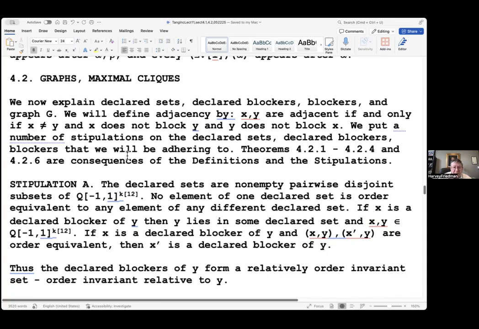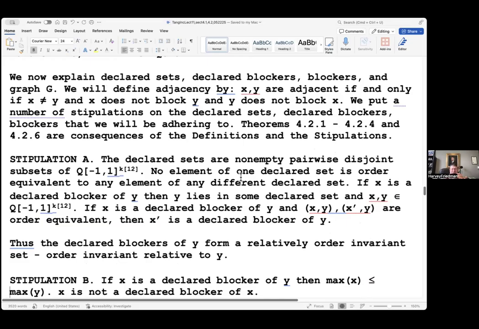We put a number of stipulations on the declared sets, declared blockers, and blockers that we'll be adhering to. Theorems 4.2.1 to 4.2.4 and 4.2.6 are actually consequences of the definition and the stipulations. So we're doing this without actually giving the graph in its gory detail, which is done in section 4.6. The first stipulation is the declared sets.